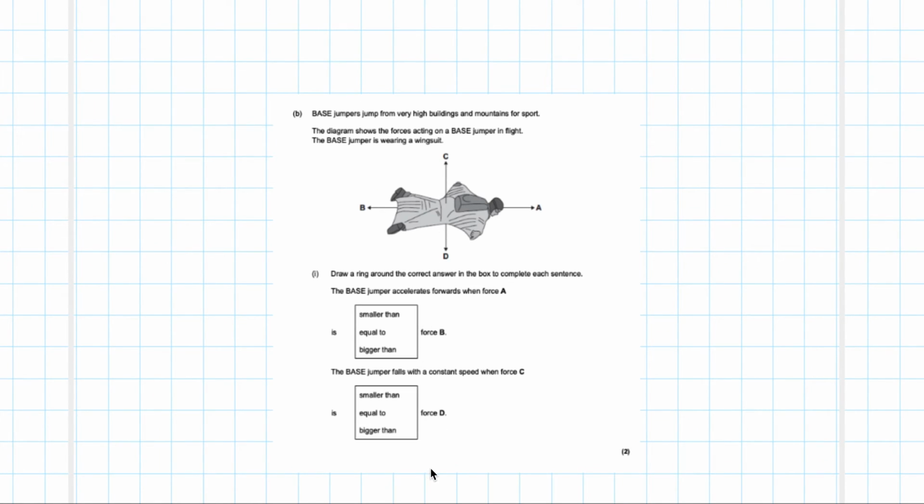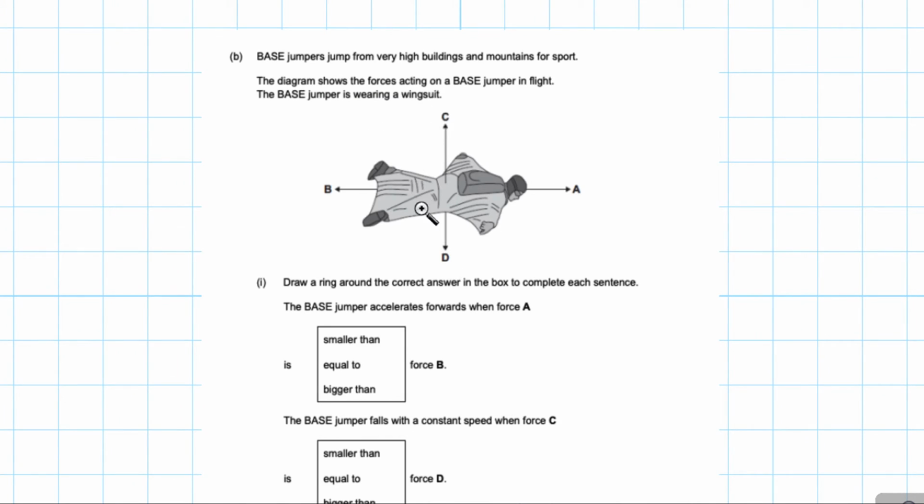A base jumper jumps from very high buildings and mountains for sport. The diagram shows the forces acting on a base jumper in flight. The base jumper is wearing a wingsuit.